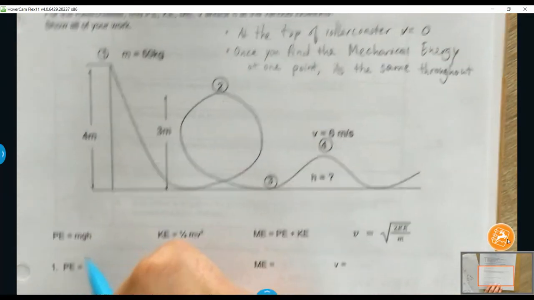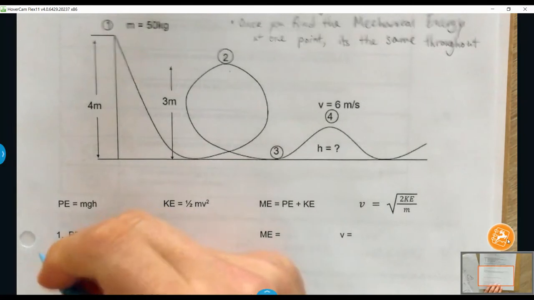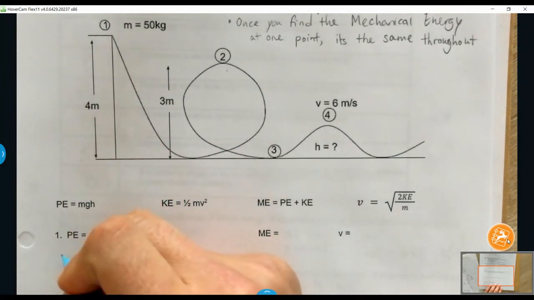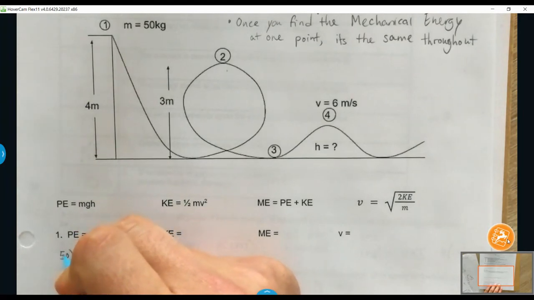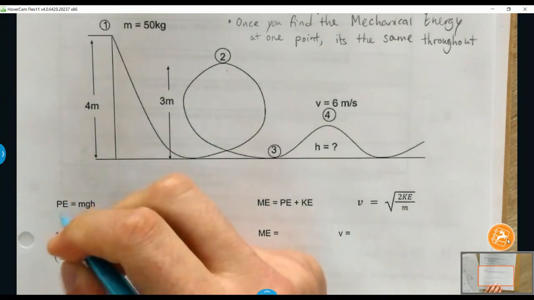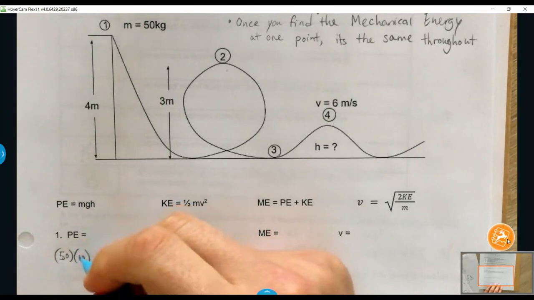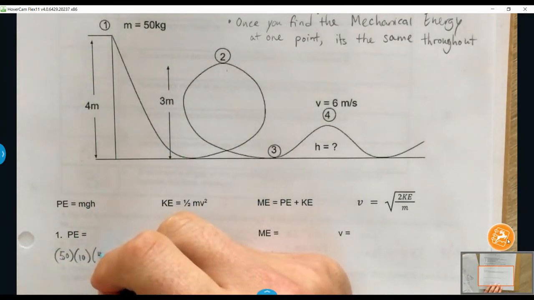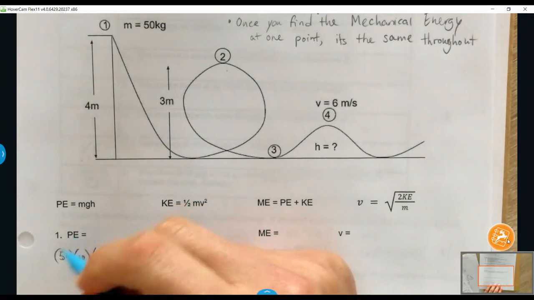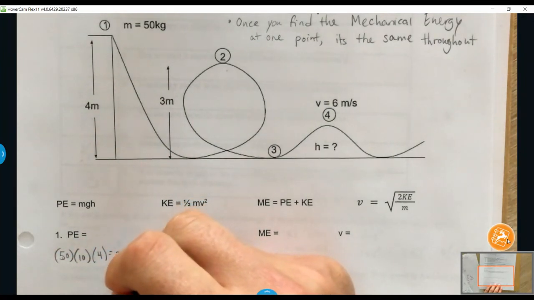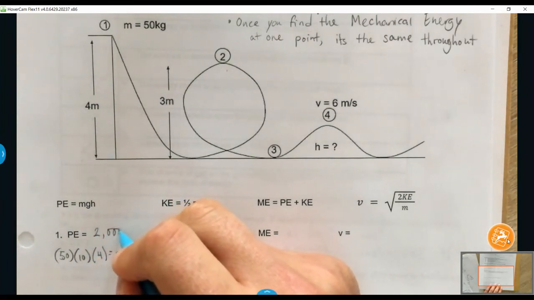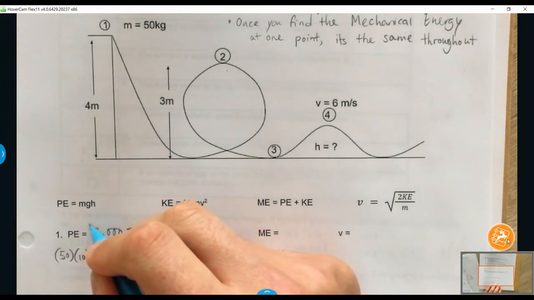Do we have a height here? Yes, we do. So potential energy is mass times gravity times height. So you would do 50 times 10 for the mass. Or, I use 10 for gravity. If you use 9.8, you use 9.8. And then 4 for our height. When you multiply all that out, you're going to get 2,000 joules. So the potential energy at the top here is 2,000 joules.